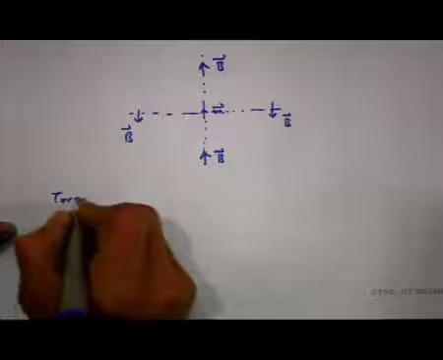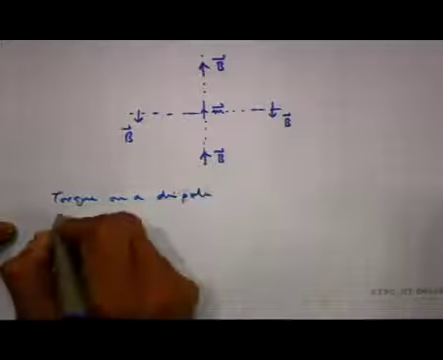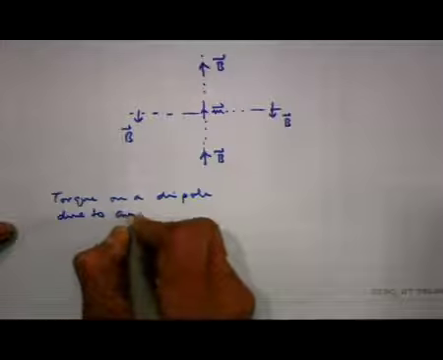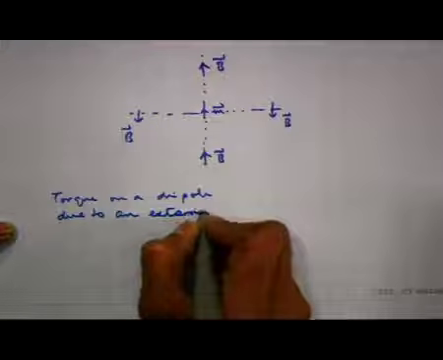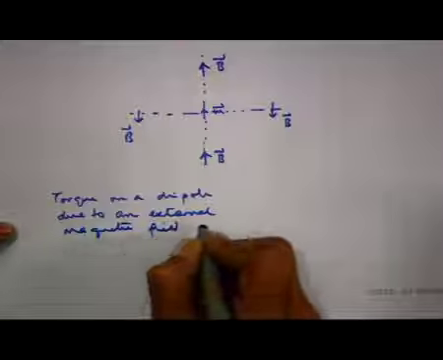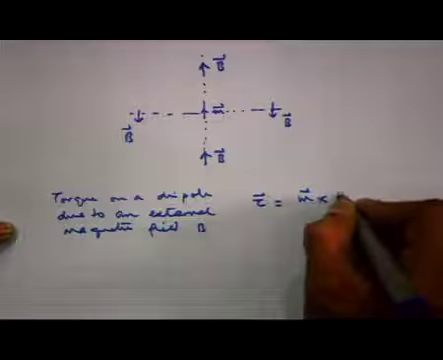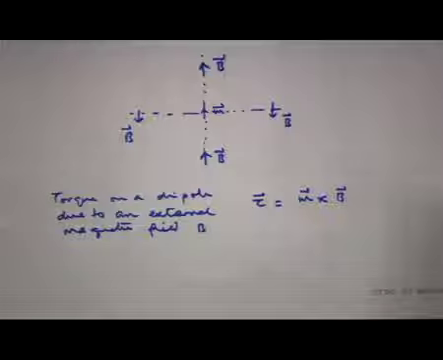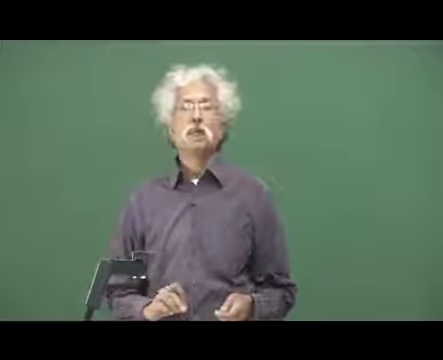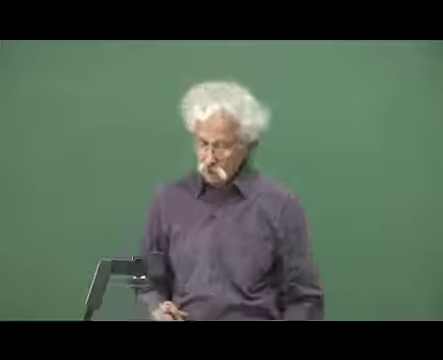and also we had calculated the torque on a dipole due to an external magnetic field B as tau is equal to m cross B. So, the torque is m cross B, and the torque on the dipole tends to align the dipole with the magnetic field. So, the torque tries to align the magnetic dipole along the direction of the magnetic field.